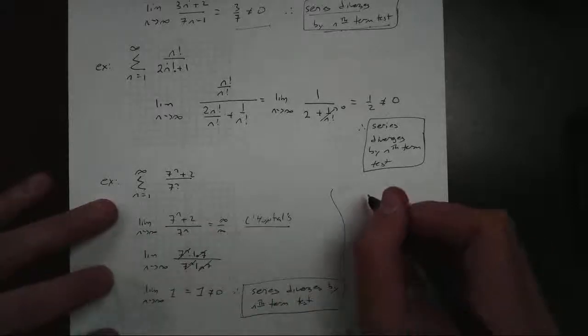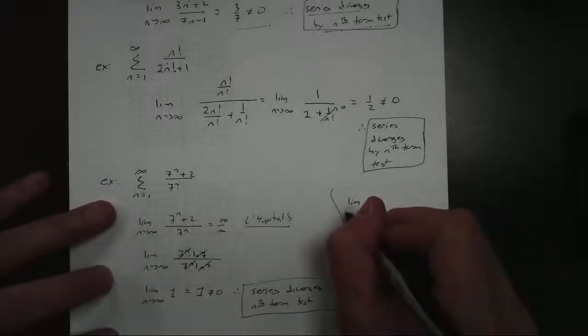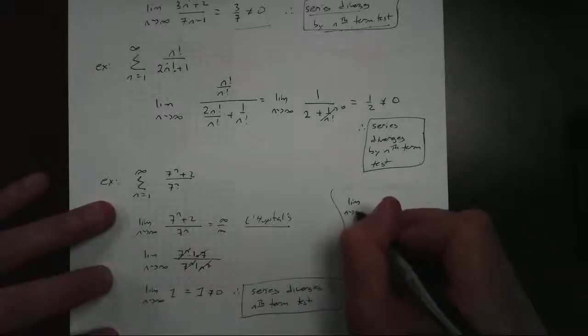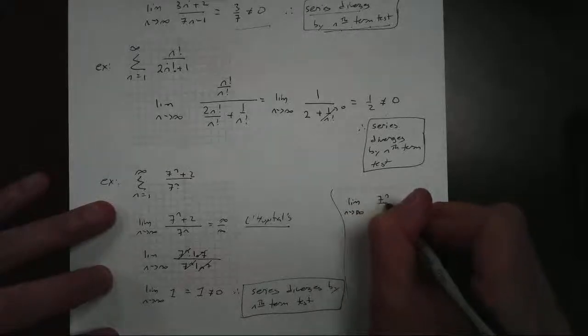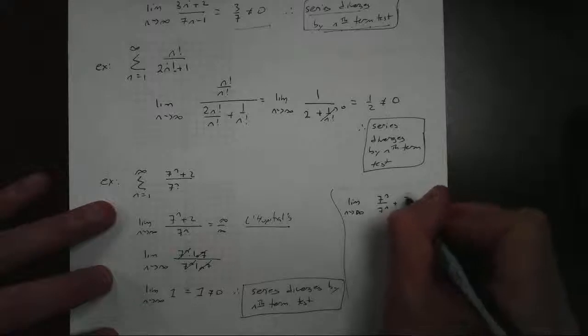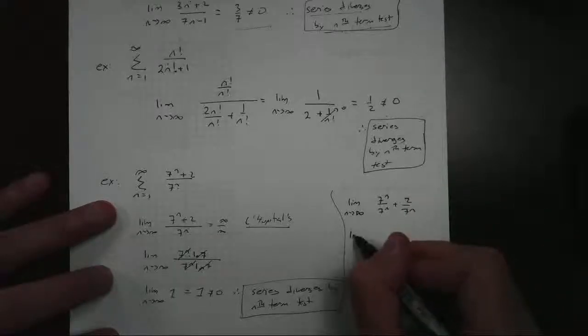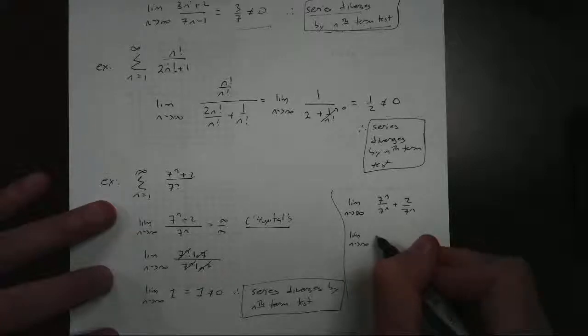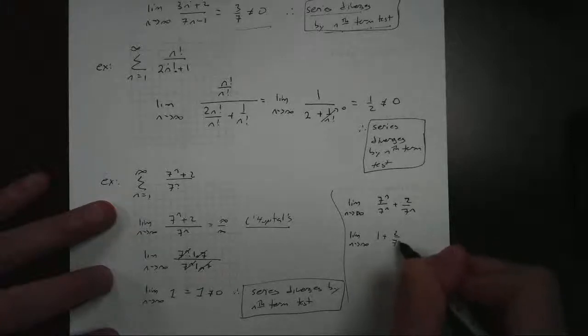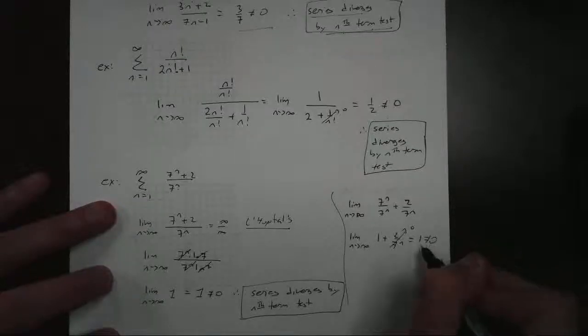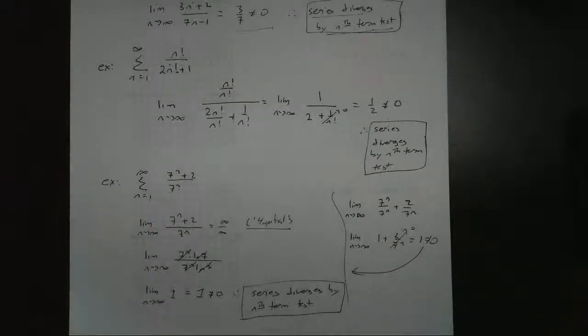Now, of course, an alternate way, I could have just split my fraction here. I could have written it this way, as n goes to infinity of 7 over n plus 2 over 7 to the n. Well, if I rewrite it as n goes to infinity, I get 1 plus 2 over 7 to the n, which again is 0. So I get 1, which again does not equal 0, and I get the same answer. So another way you could do that one.